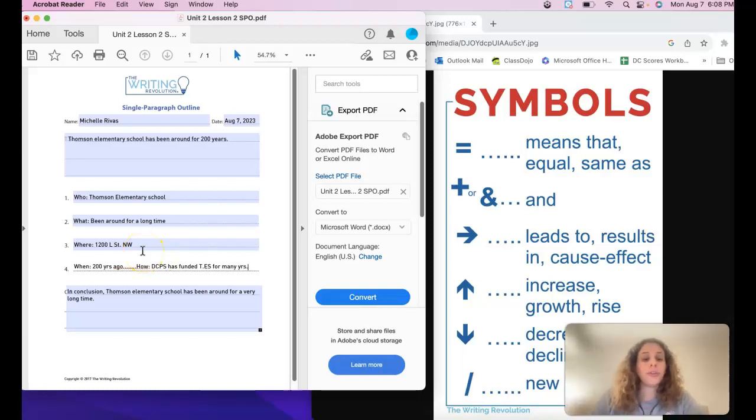Okay, so there's a couple things I want you to notice. I want you to notice how I don't have complete sentences for numbers 1, 2, 3, 4, and 5. Your SPO is supposed to be really quick.